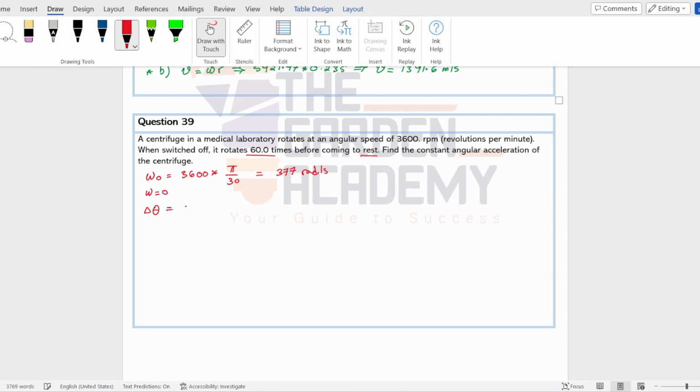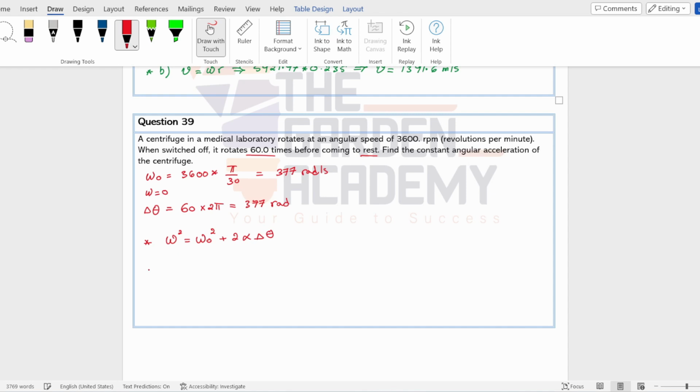How to do that? We just say 60 multiplied by 2 pi, which is equal to around 377 radians. Now of course, we need to find alpha. We have omega naught, omega final, and delta theta, so we better use this equation. Say that omega squared is equal to omega naught squared plus 2 times alpha times delta theta.